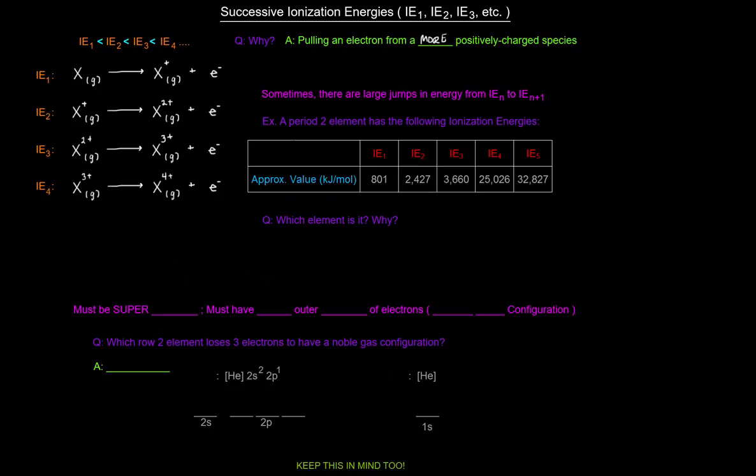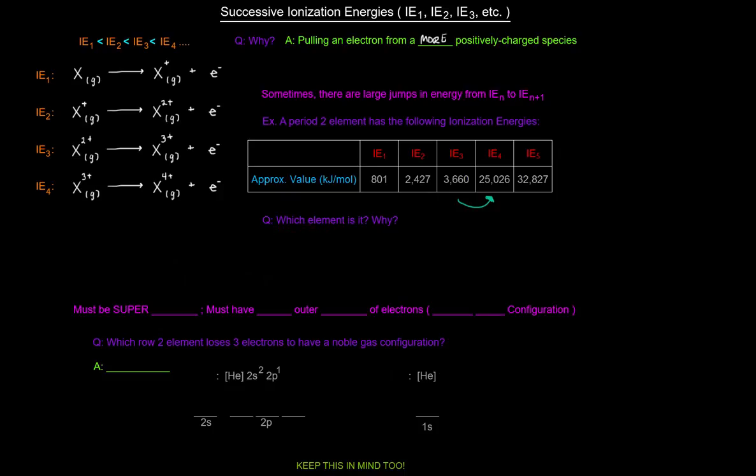So here it says a period 2 element has the following ionization energies. So they give you this little table. So you have ionization energy 1 through 5. And we can see these approximate values in kilojoules per mole. The first one is 801. Then we go to 2,427. Then to 3,660. And then a huge jump from the 3,000 to 25,000. And then the next one to the 32,000. So we're paying attention to this jump here, this jump from here to here. That's pretty weird.